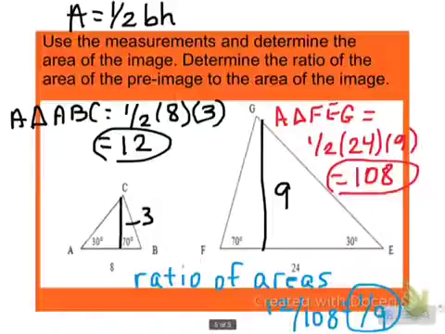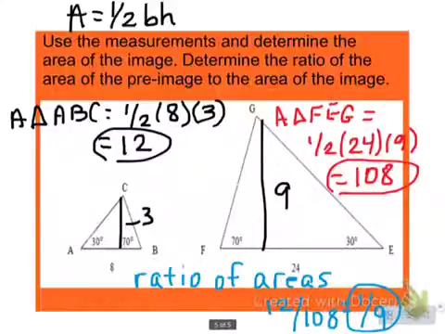For the last slide, it wants me to use the measurements and determine the area of the image. Determine the ratio of the area of the pre-image to the area of the image. So I put my measurements I found in the previous slide. My height is 3 in my pre-image, and my height is 9 in my image. To find the area, I've got to use the area formula for a triangle, which is area equals 1/2 times the base times the height.